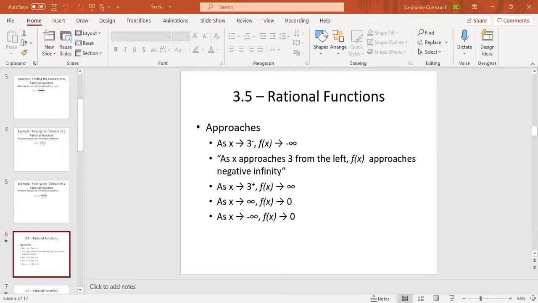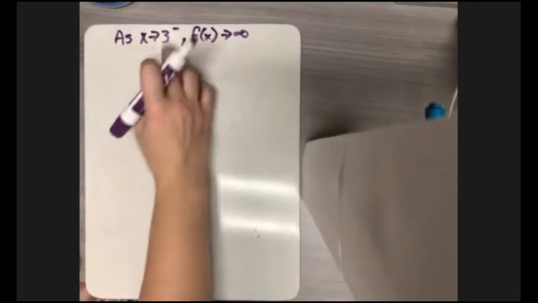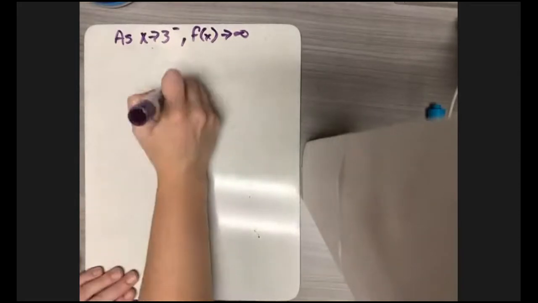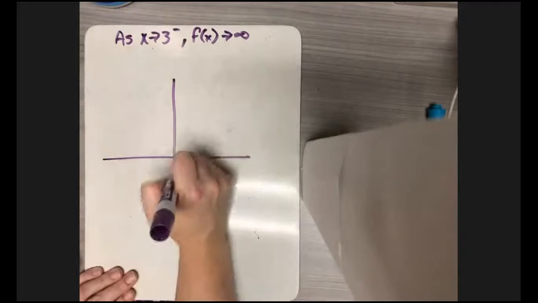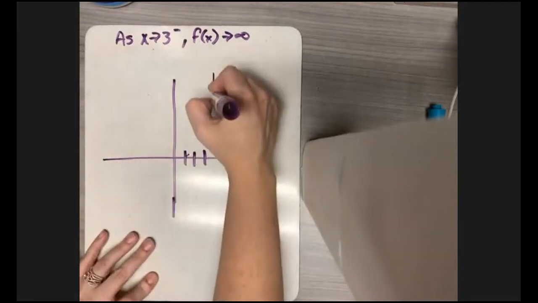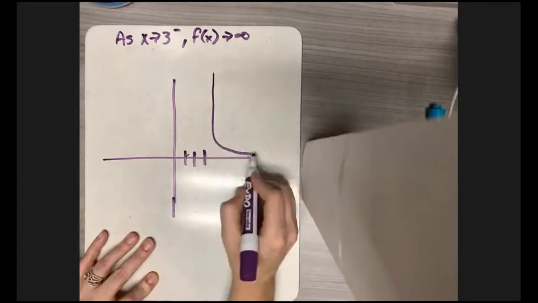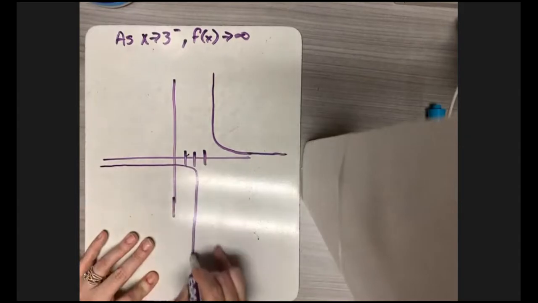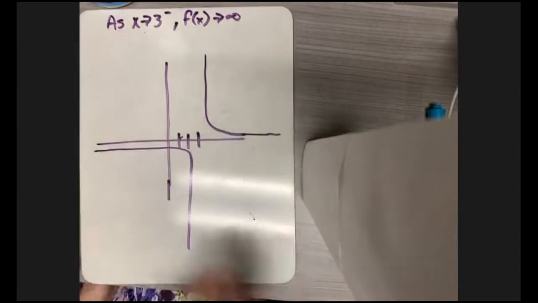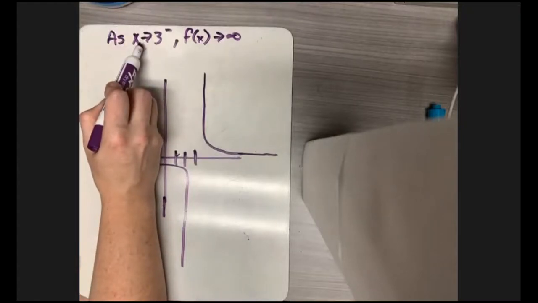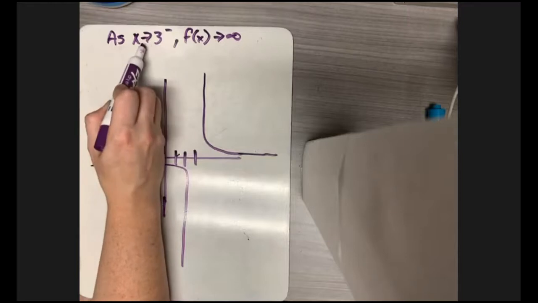So here was that first statement: as x, and then we had an arrow, 3 with a little negative symbol, comma, f of x, arrow, infinity. Now, picture-wise, here's what's going on. Okay, so this is picture-wise what's going on. Now, how this reads is as x, the arrow means the word approaches. So as x approaches 3.